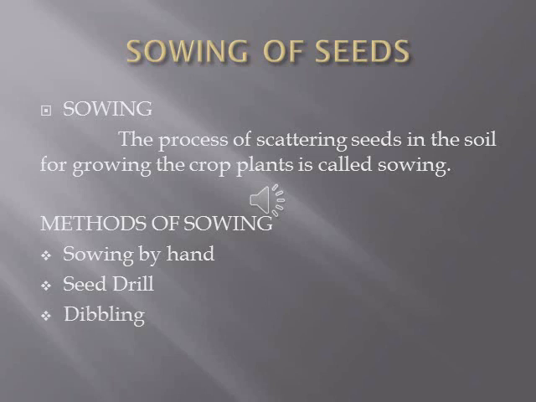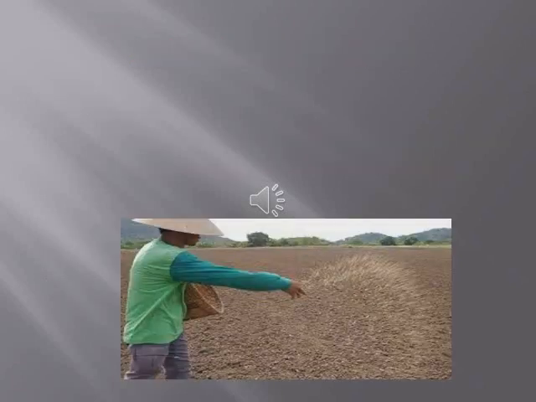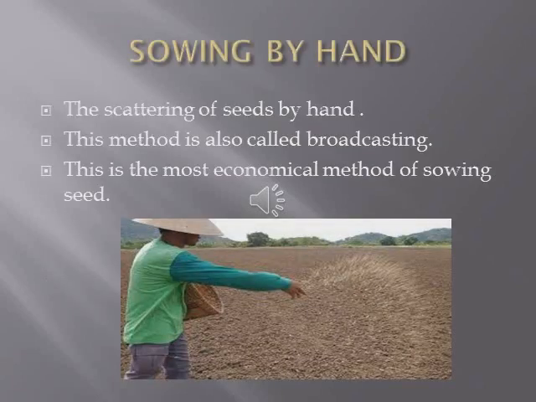Now let's see about the next step, sowing of seeds. What is sowing? The process of scattering seeds in the soil for growing the crop plants is called sowing. Various methods are followed for sowing the seeds: sowing by hand, seed drill and dipping. The first method, sowing by hand. The scattering of seeds by hand is the simplest method of sowing seeds. This method is also called broadcasting. This is the most economical method of sowing seed.